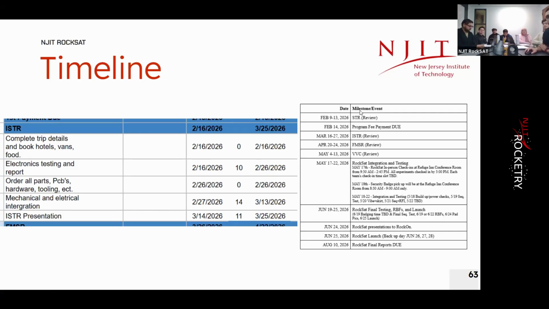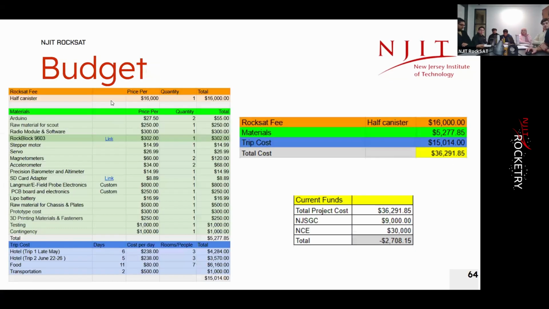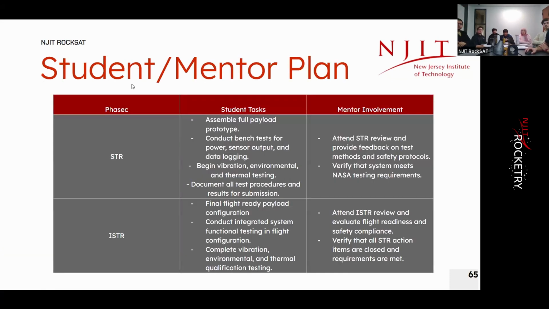This is the updated milestone and event sheet that you guys provided. I just want to put it in here so we're aware that it did change, especially these dates here. As for the budget, this is the total budget for the whole project. This has not changed from last time. And then for the student and mentor work plan for the STR, Yeoman helped us out, helped with some of the full payload prototype.